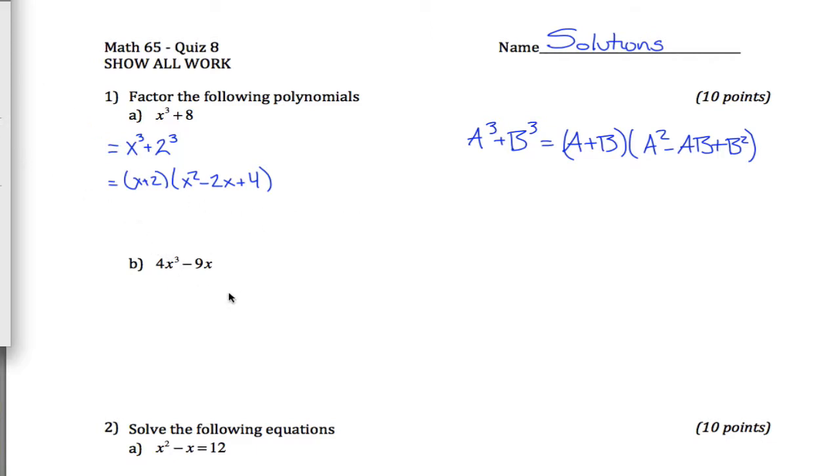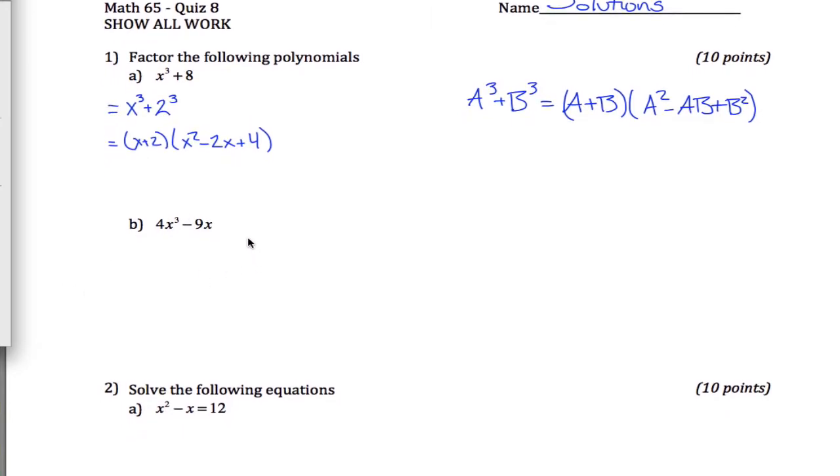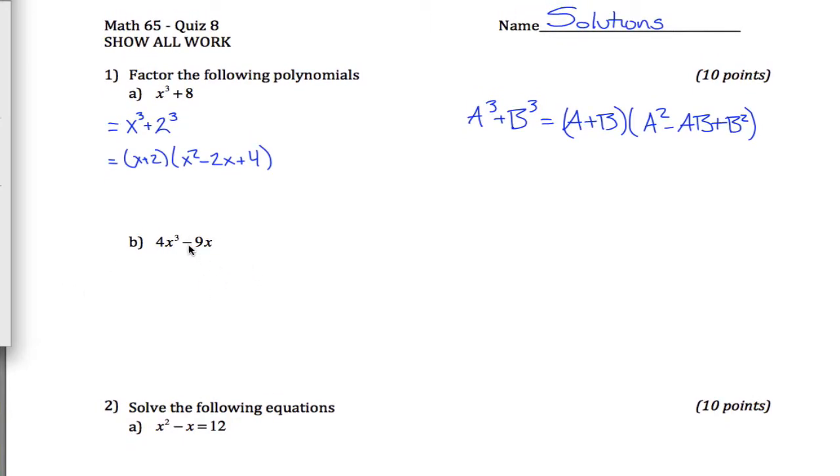Alright, moving on. The second one is a little bit trickier, or at least I thought so. It almost looks like a difference of cubes, or maybe a sum or a difference of squares, I don't know. It's neither of those the way it's written. What you're supposed to notice is that we have a greatest common factor. Each term has an x in it, so I could factor out that x. And if I did so, I'd be left with 4x squared minus 9.